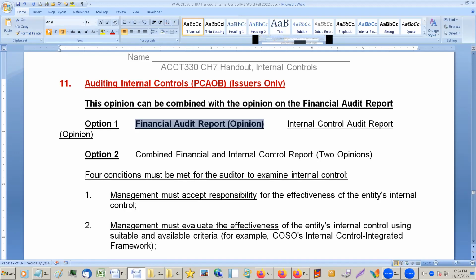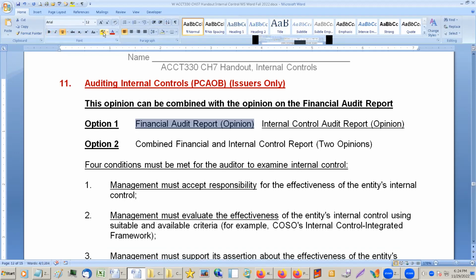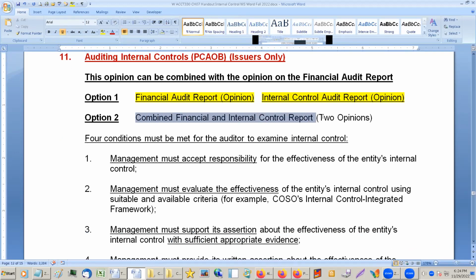Can I bold these? Nope, I can't bold those. Highlight them. So you can have two completely different audits, or two audit reports, I should say. You can also combine them with two opinions.